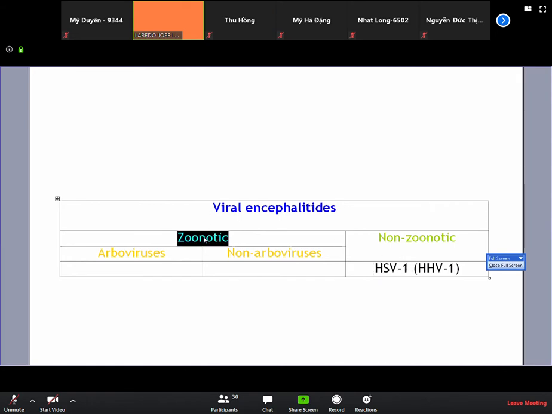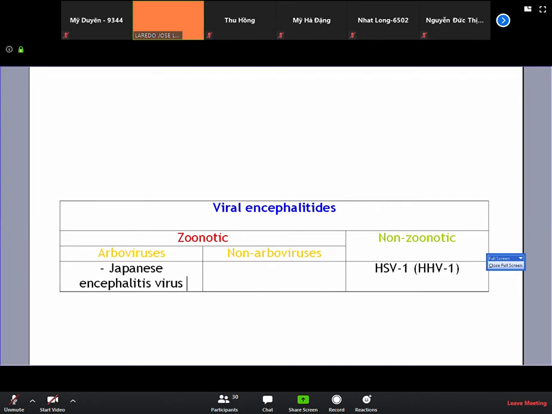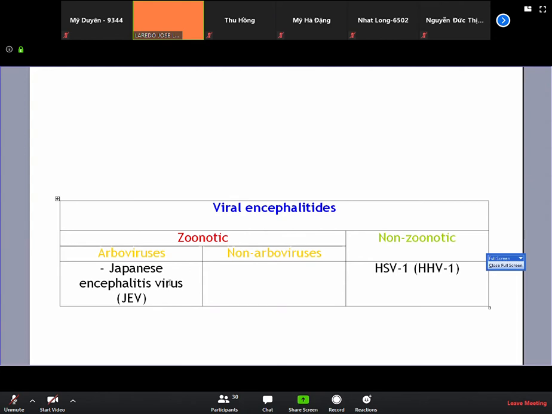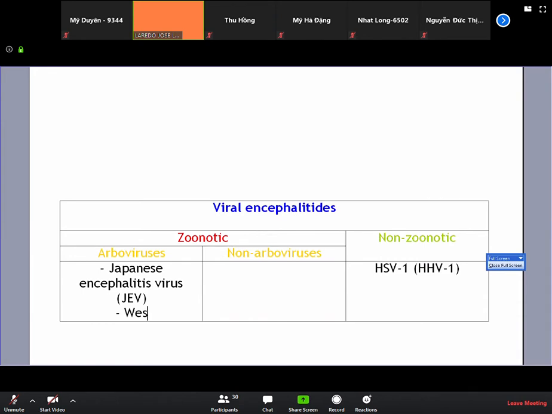What about zoonotic viruses that cause encephalitis? We have two groups: transmitted by arthropods, arboviruses, and not transmitted by arthropods, non-arboviruses. What about arboviruses? The most important in Vietnam is Japanese encephalitis virus that we are going to study now. This is the most important in Vietnam. This virus is also a flavivirus, transmitted by mosquitoes. Another one that you have in the handbook, but maybe we don't study, is the West Nile virus.